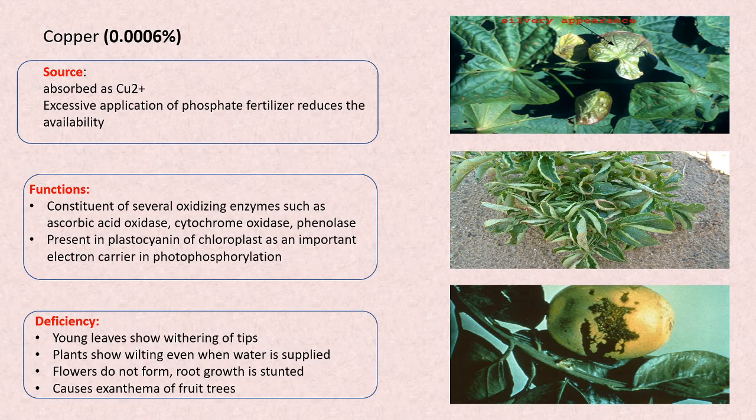Excess of copper is toxic to plants. The source of copper is observed in the form of Cu2+ ions. Excess application of phosphate fertilizer reduces its availability. Its deficiency is common in fruit orchards, where we spray a lot of phosphate fertilizer.